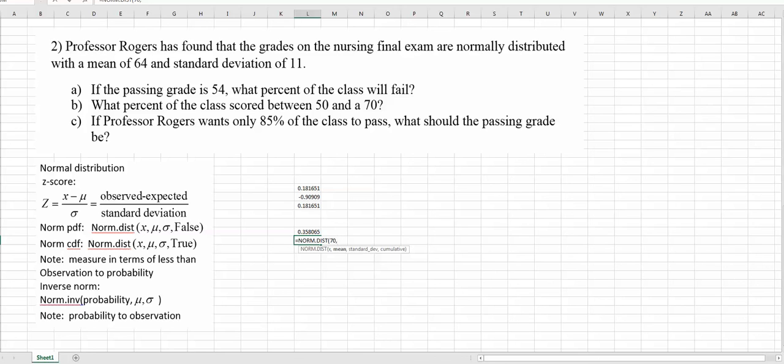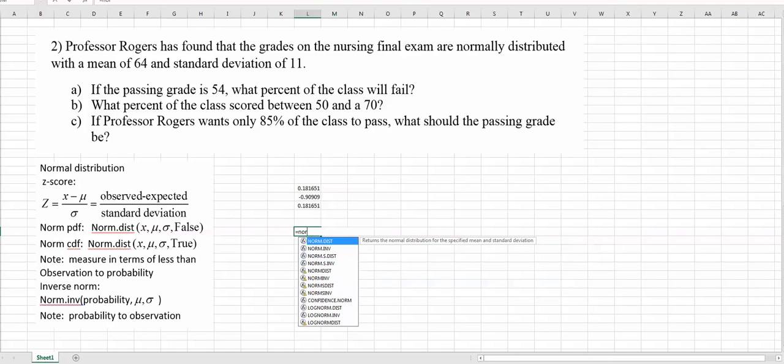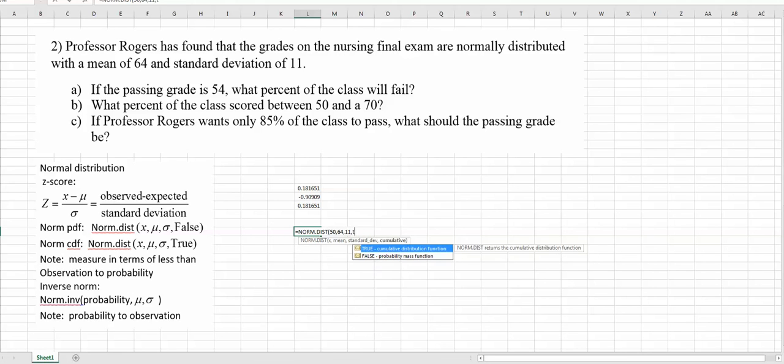Oops, sorry, 64, comma true. I just want to double check that I set that up right. Oh, okay. Let me try that again. I actually typed 54 in instead of 64, so that one is wrong. I apologize for that. Okay, so 50, comma 64, comma 11, comma true.